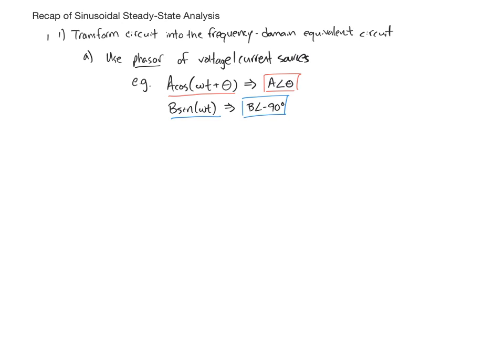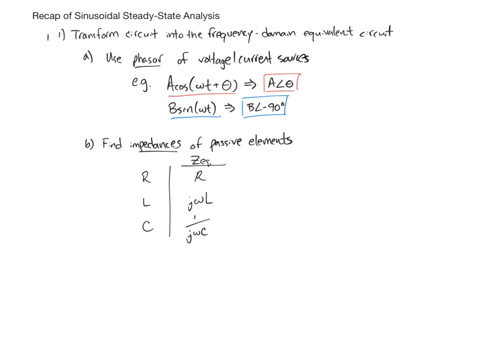Okay, second, we're going to find the impedances of our passive elements. And just as a reminder, the 3 passive elements we've talked about thus far are resistors, inductors, and capacitors. And in the frequency domain, the impedance, Z, of those passives are R, j omega L, and 1 over j omega C, respectively. So resistors are the only ones that are independent of frequency. Both the inductor and the capacitor have a frequency-dependent component.